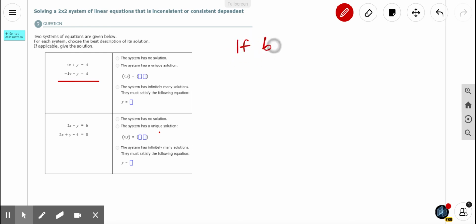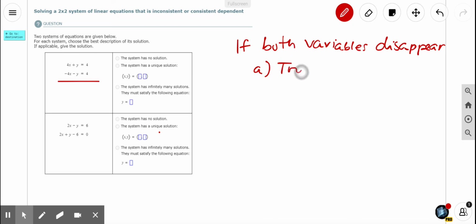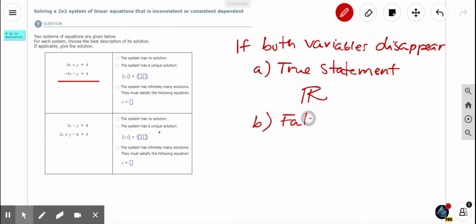If both variables disappear, and you get a true statement, what that means is that they are the same line, okay? And it means that it's all real numbers. If both variables disappear and you get a false statement, it means you have parallel lines.